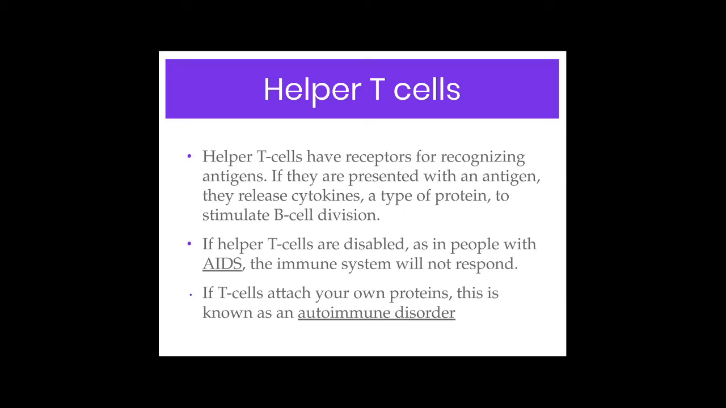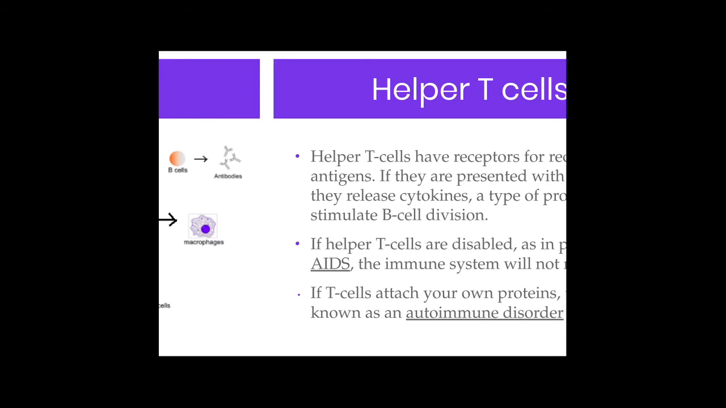The helper T cell is going to be what recognizes the antigen. What it does is it attaches to the macrophage that just ingested that invader, and it's going to basically take those antigens and determine if this is good or bad. So the helper T cell is then going to stimulate the B cell to reproduce and produce more antibodies, as well as we'll talk about a memory B cell that's going to remember this for the future.